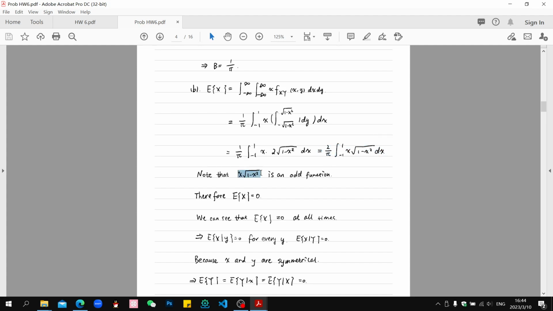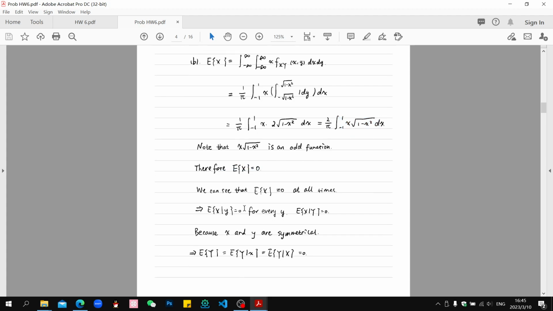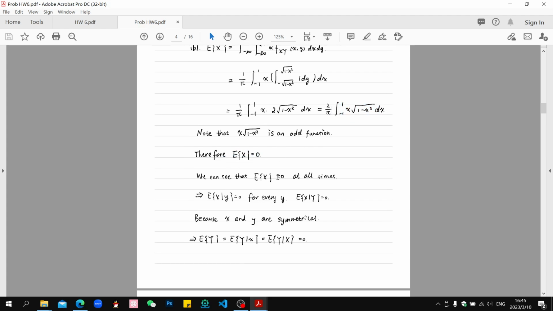Note that this function is an odd function. x is odd, and this square root is even. So, therefore, this expectation integral is 0. We can see that the expectation of x equals 0 at all times. That is, the conditional expectation for x, for every y, equals 0. And it's the same for the random variables.